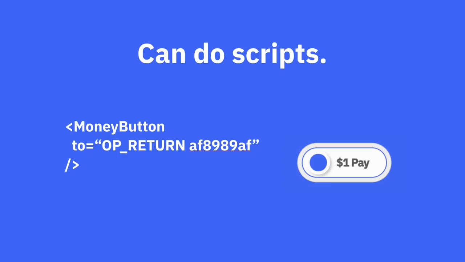You can also do scripts. So you can actually write custom OP_RETURN scripts or anything else that you can put in the output of a transaction with Money Button. This lets you do more advanced OP_RETURN features. Unfortunately, you can't do everything with output scripts, just because Bitcoin Cash itself is limited with what is allowed in the output scripts. But anything that is allowed, you can do with Money Button.